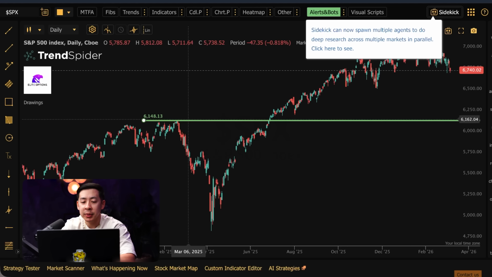The reason why is because if your level is too precise, you may miss your entry or your exit. Just have a range of where you want to get in and get out, and just focus on the bigger picture. The major top was 6150, so we're going to mark that level.